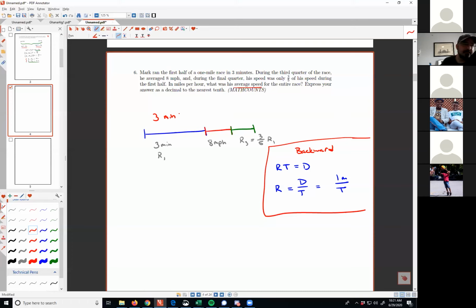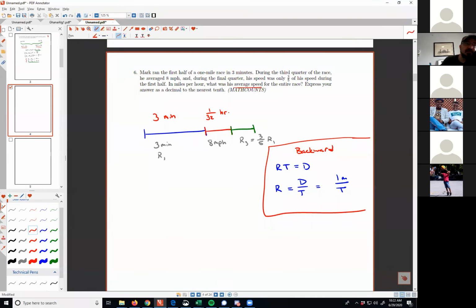You find how long it took to run a quarter of a mile. How long does it take to run a quarter of a mile if you're running at 8 miles per hour? 1/32 of an hour. I'll just go ahead and write it down that way. Okay, good.